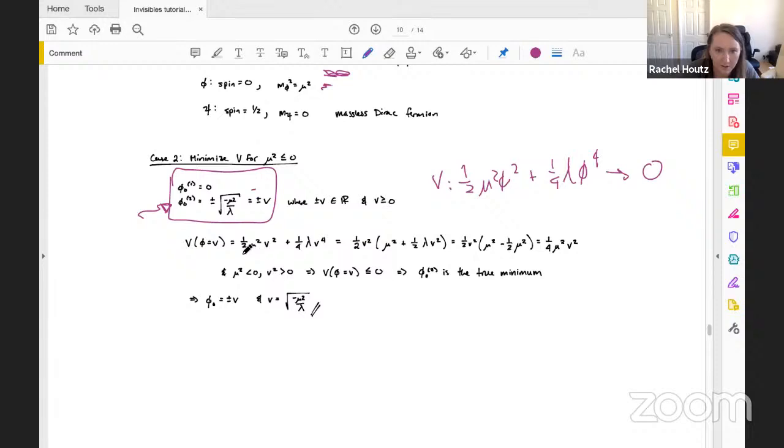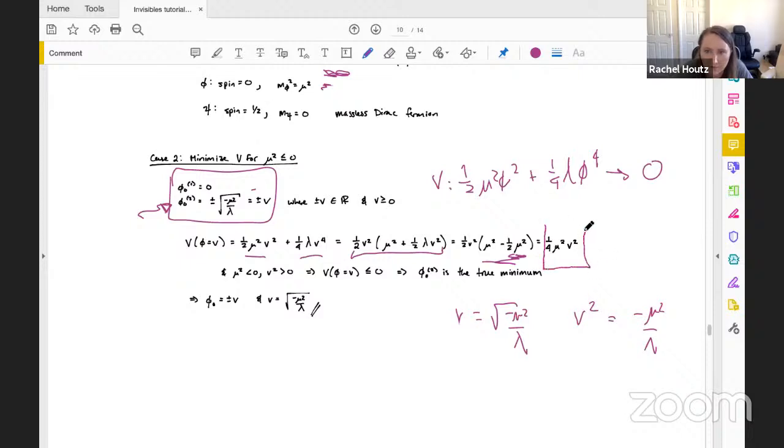Plugging v in, we get 1/2 mu squared v squared plus 1/4 lambda v to the 4th. And then factoring things out, you can rewrite the potential like this. Then you can plug in, because you know that v is the square root of negative mu squared over lambda, so v squared is negative mu squared over lambda. It's multiplied by lambda, so the lambdas cancel, and you find that the potential at that energy is 1/4 mu squared v squared.